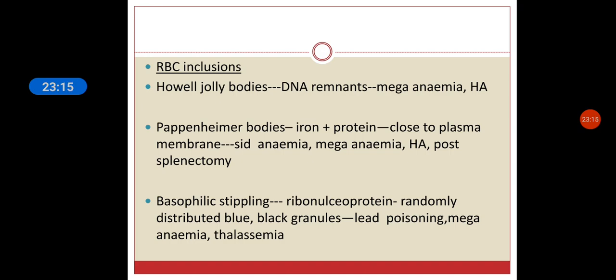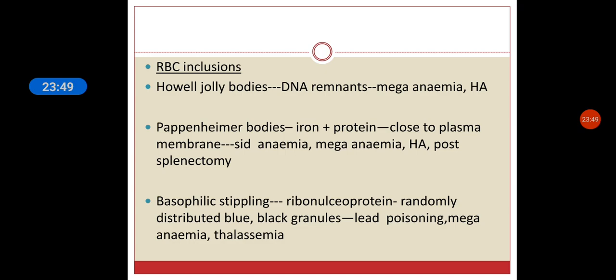Now, what are the inclusion bodies you can get in an RBC? Usually you will get Howell-Jolly bodies. Howell-Jolly bodies are nothing but DNA fragments. Usually seen in megaloblastic anemia, or in cases of hemolytic anemia also you will get. And then you can have Pappenheimer bodies. What are these? These are nothing but iron plus proteins. They are usually seen in sideroblastic anemia, or in case of megaloblastic anemia, in case of hemolytic anemia, in cases of post splenectomy. Right.